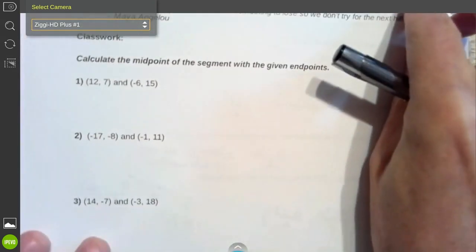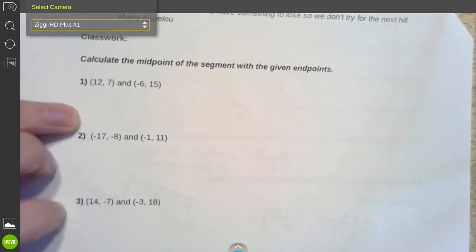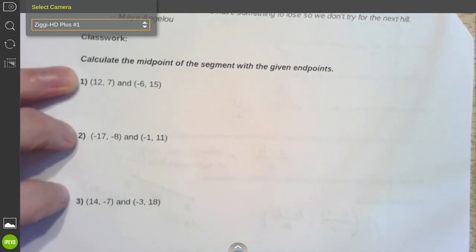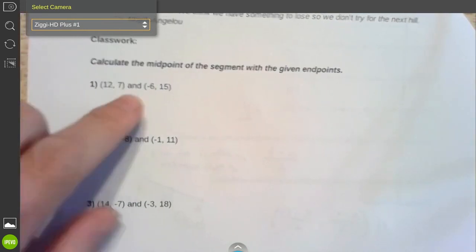Okay? So now it's your turn to try some. This is going to be your classwork. I'm going to give you a second to do these. Try these 3 problems first, and we'll come to a conclusion on them, okay? All I want you to do, find the midpoints. Go.